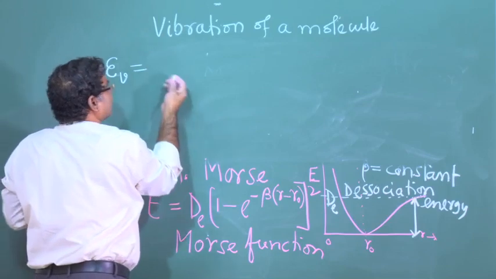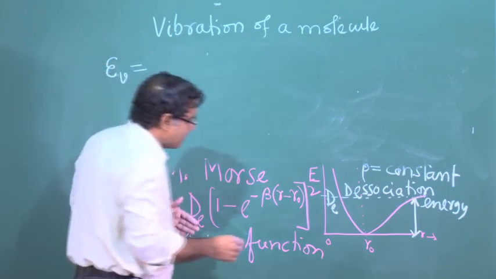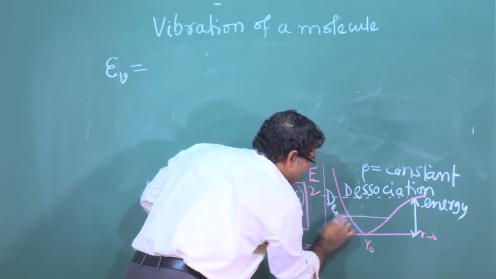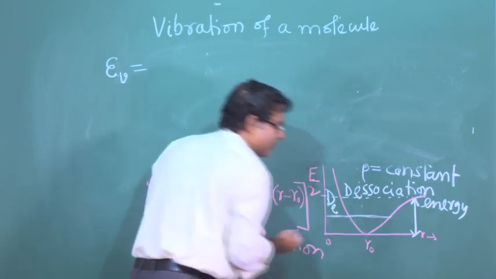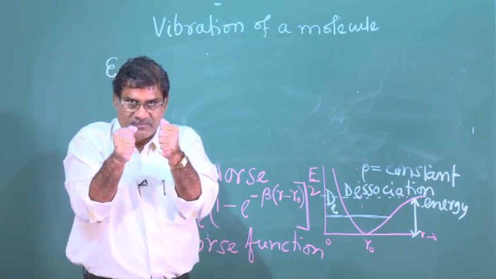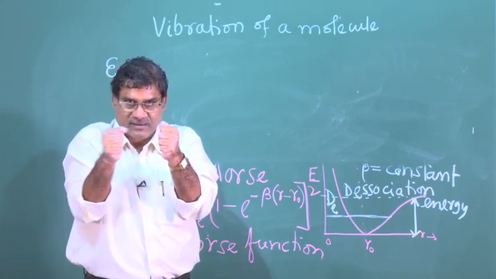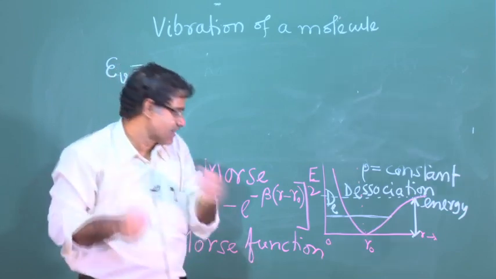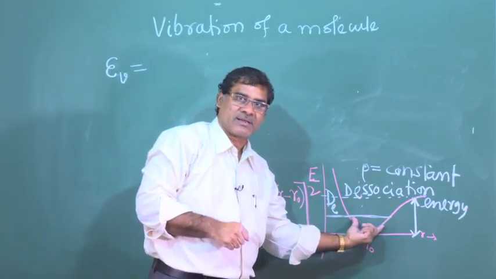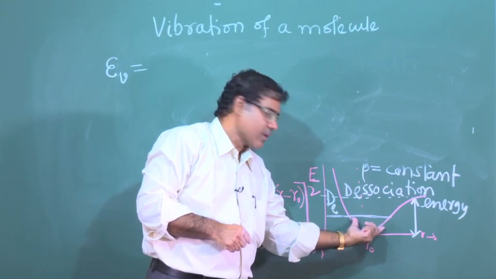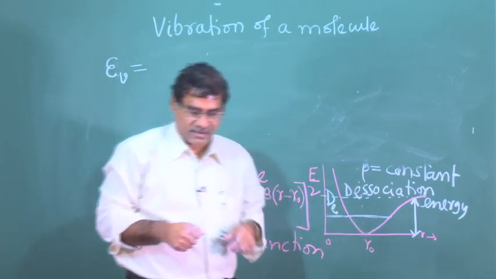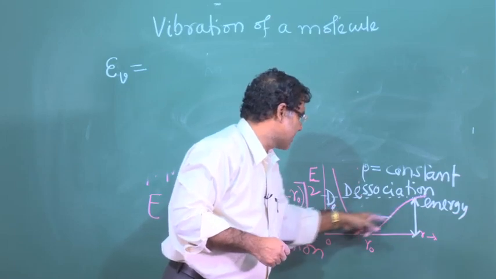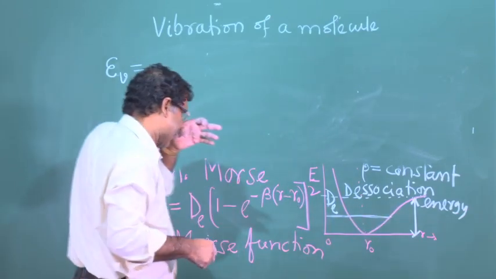So what is happening, you see at lower energy, up to this point, the potential is symmetric. When it is vibrating, oscillating with smaller energy, it is like a simple harmonic oscillator. But when it goes to higher energy, it becomes asymmetric.